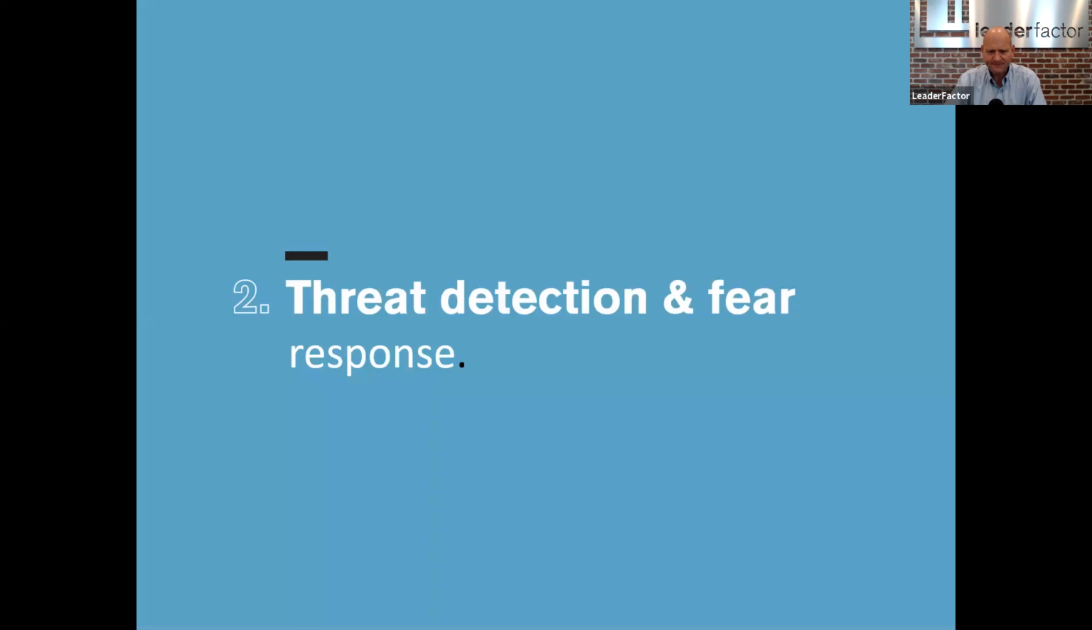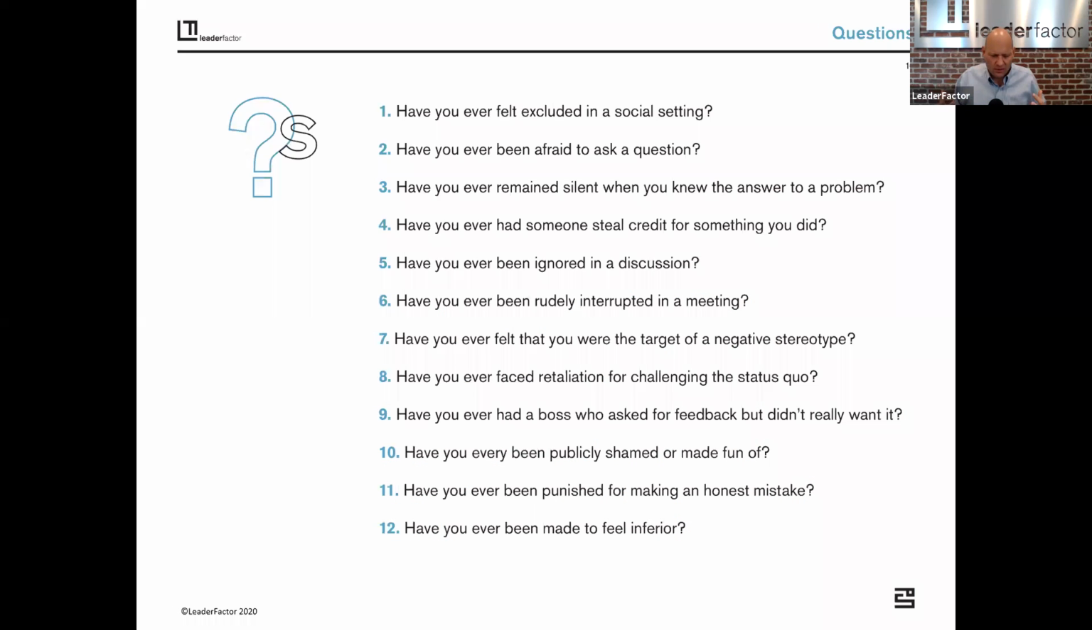Okay, number 2, threat detection and fear response. Let's talk about this. Whenever humans go into a social setting, they engage subconsciously in what we call fear detection and threat detection. So what's going on around me? And they start to perceive the interpersonal environment. Now, let me ask you some questions. And these are questions that I'm sure you can relate to on one level or another.